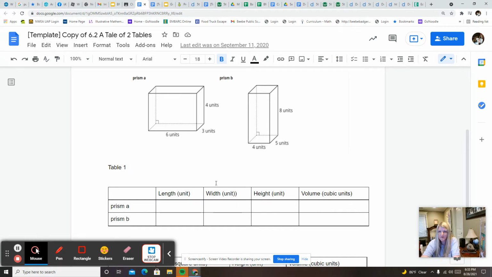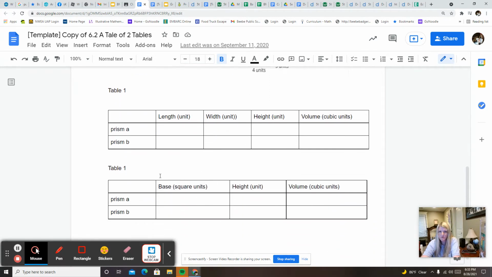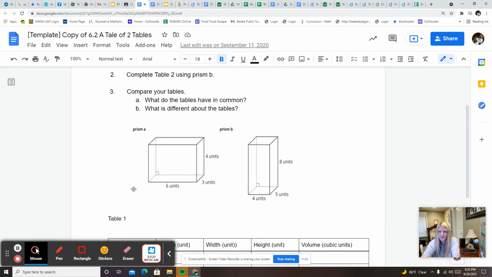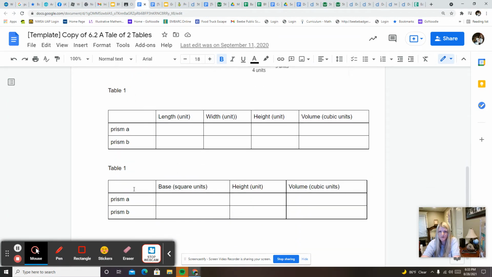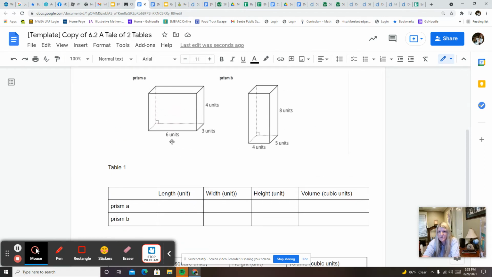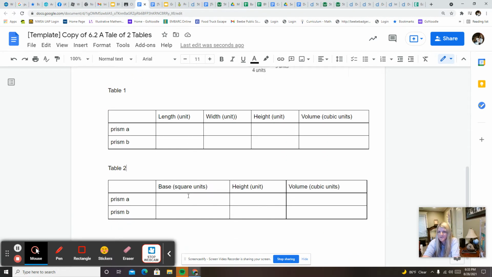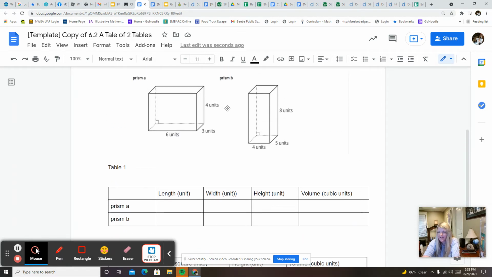And then the second way that we can find the volume, you'll fill that in for the second table. This should actually be table 2. So for table 2, you're going to find the base, and that's actually the area of the base. You would multiply the length times the width to find the area, so that would be 18. So the base is going to be 18 square units, and then you multiply that by the height.